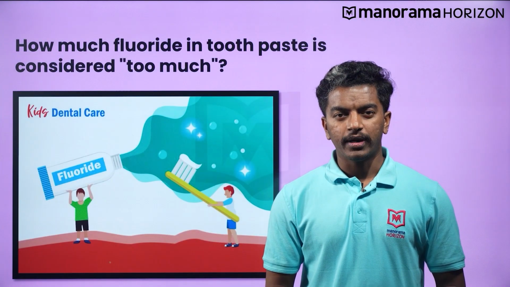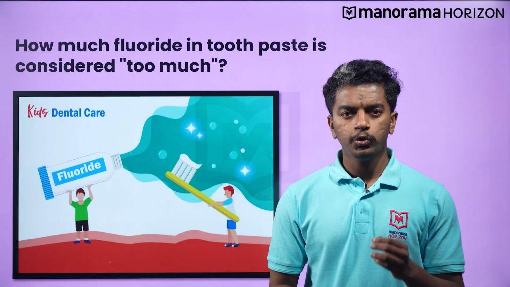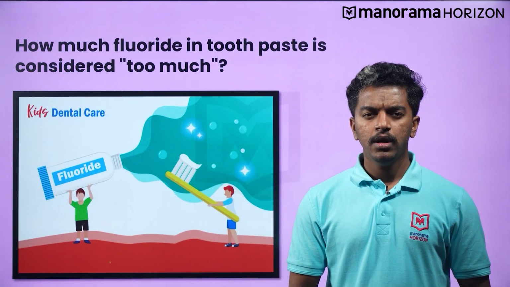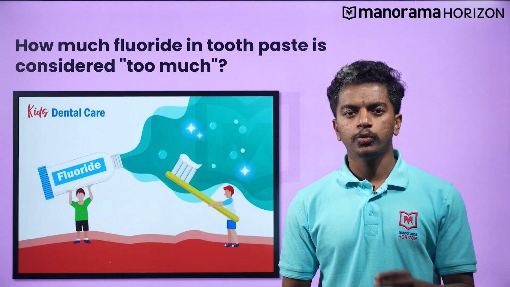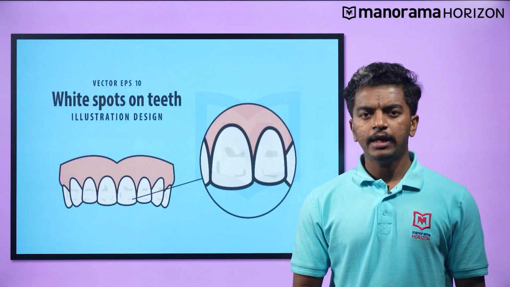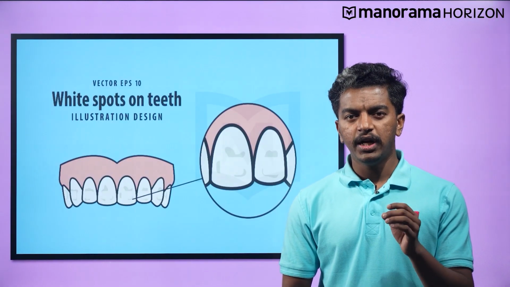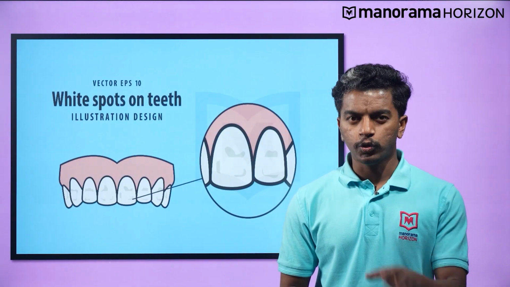The presence of fluoride in toothpaste can prevent tooth decay. Therefore, most toothpastes contain fluoride. But how much fluoride is added to toothpaste? If your toothpaste contains more fluorine, it may result in spotted teeth. Undoubtedly, there will be a permissible limit of fluorine that can be added to the toothpaste.